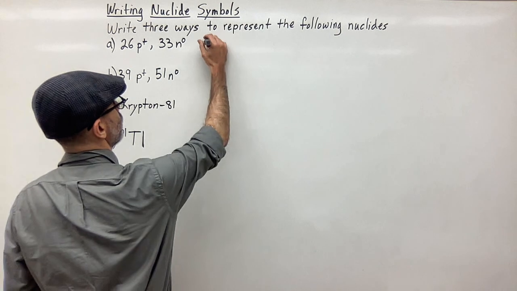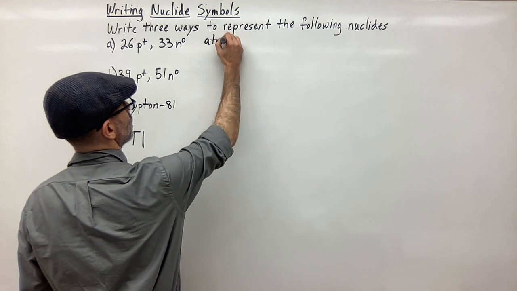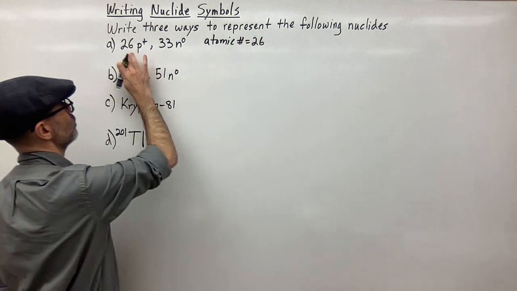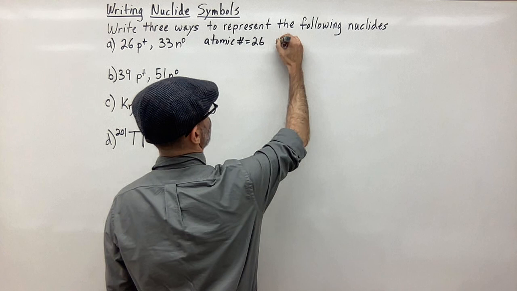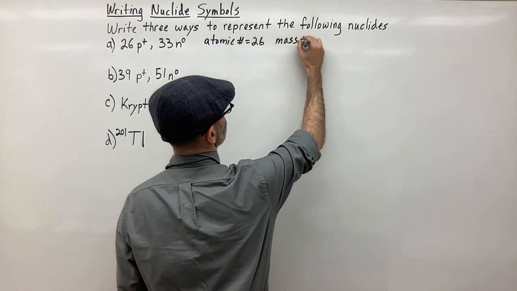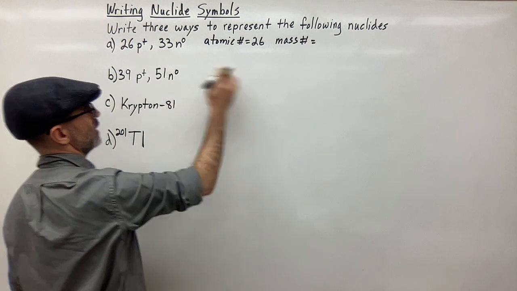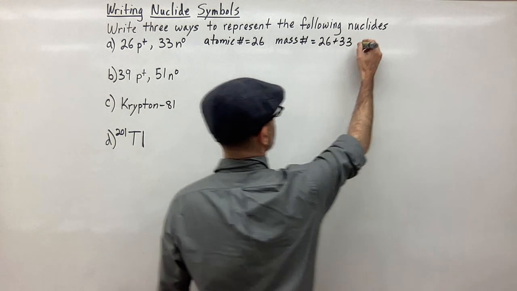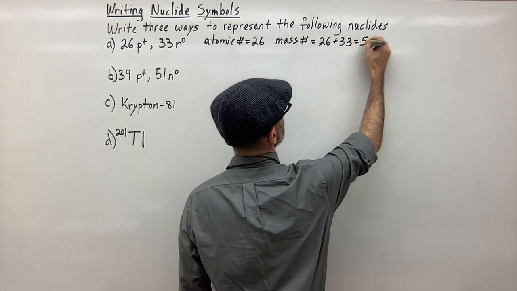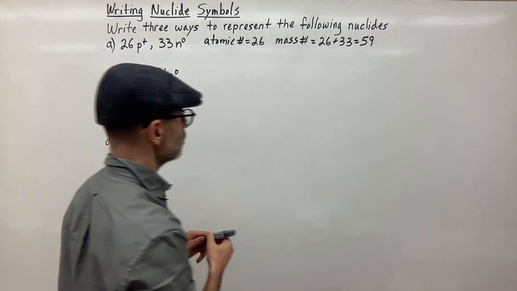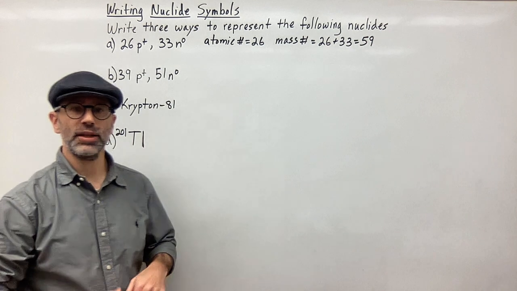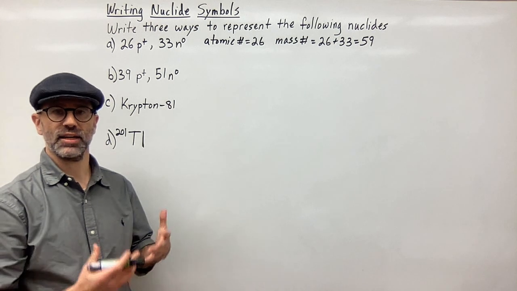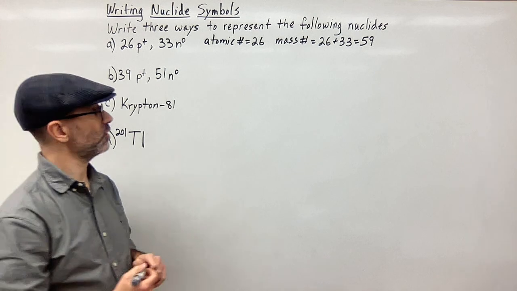And so let me write this down. So we have the atomic number is 26 because that's the number of protons. So the mass number is going to be equal to these two added together. So that's 26 plus 33, and that's going to give us 59. So that's the mass number. So now that we have the atomic number and the mass number, we can now write our three ways of representing these nuclides, the three symbols.